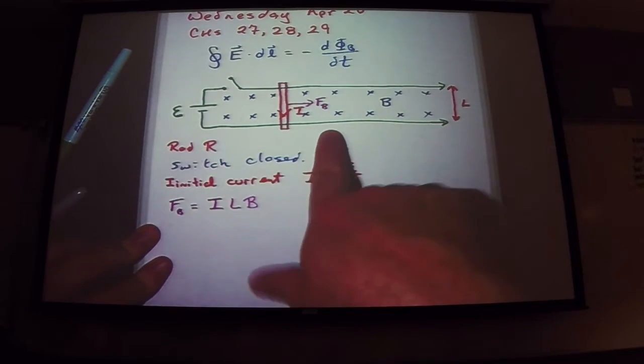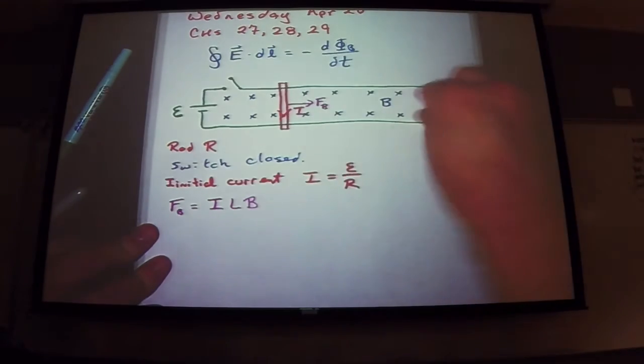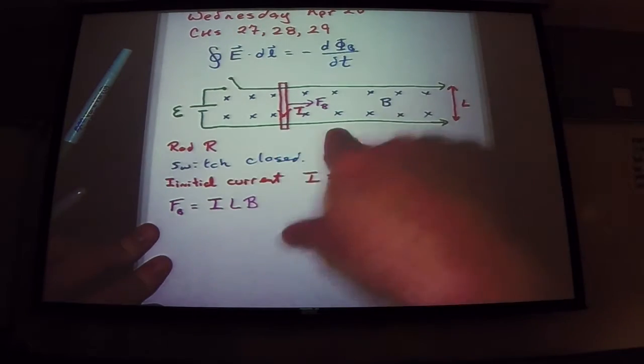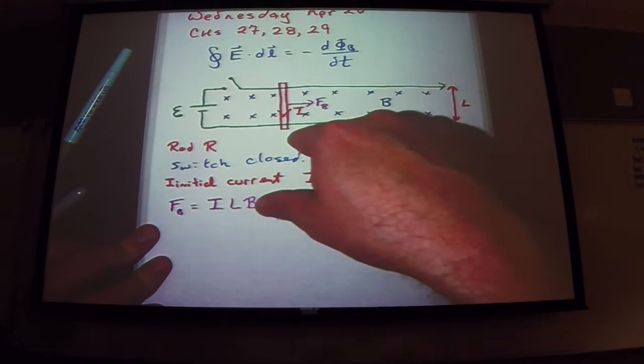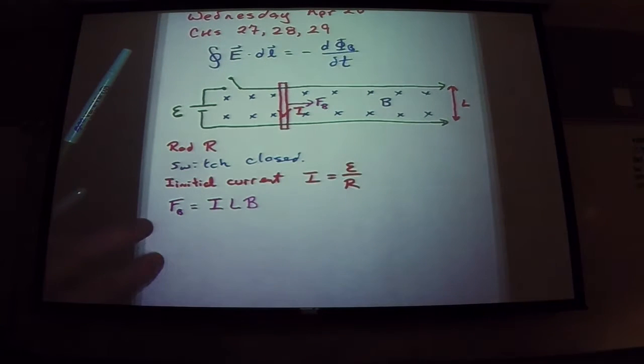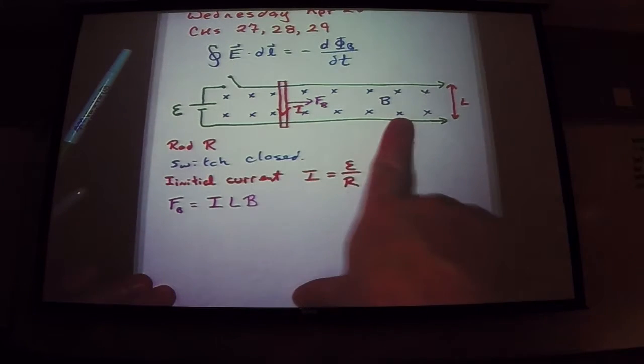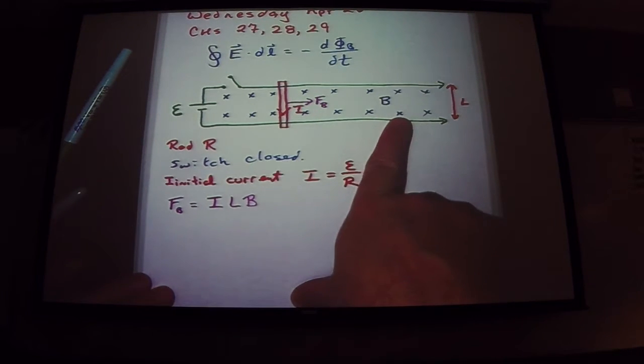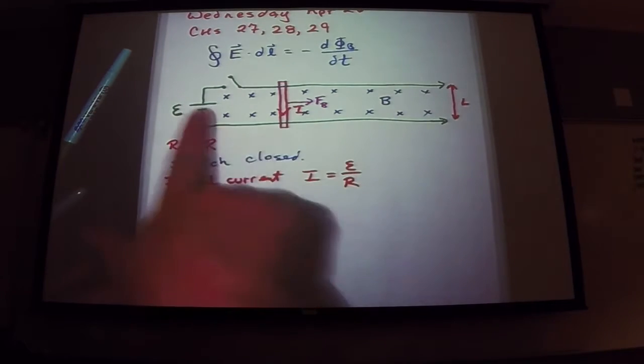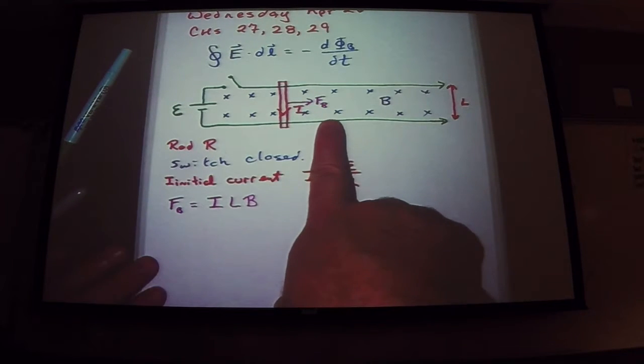Well, if this starts moving, since I have a magnetic field throughout this whole thing, there's going to be an increase in magnetic flux through that loop. So what that's going to do is generate an induced voltage. Now let's figure out what the direction of that induced voltage is. When I have a force, this thing's going to start moving, and this is going to generate an induced voltage.